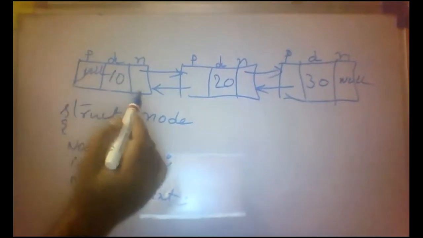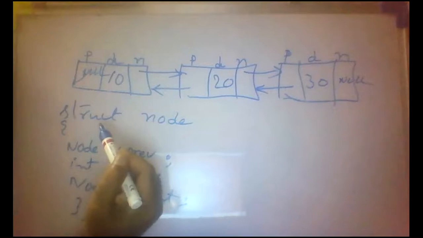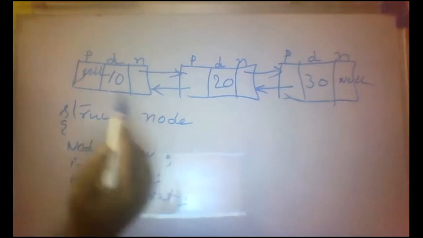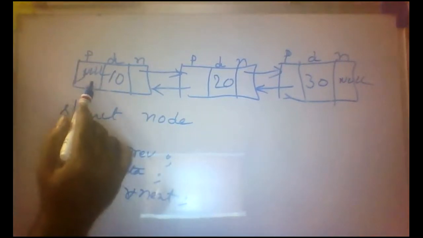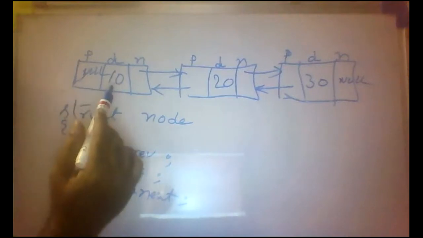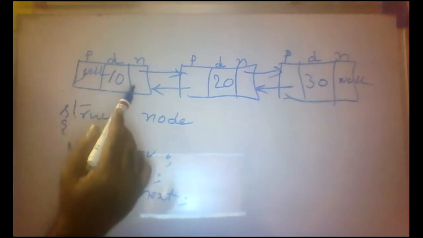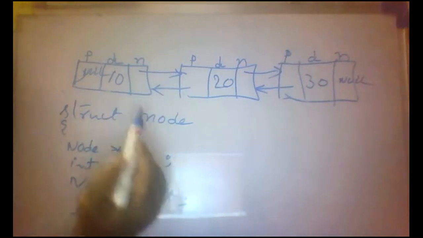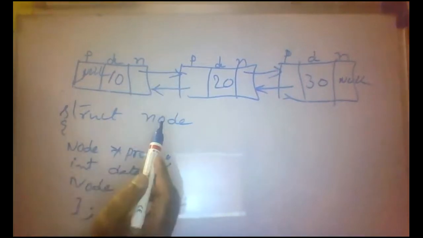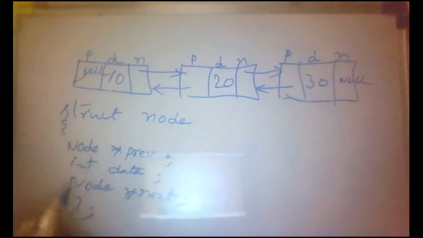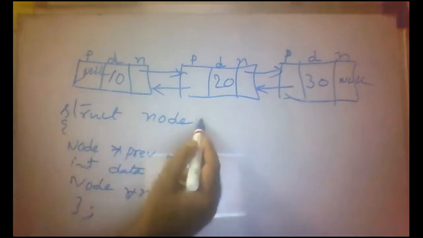Each node, how many parts? Three parts. The first part represents the previous node address. Next part represents the data. Next part holds the next node address. Clear? Then this is the structure, struct node.